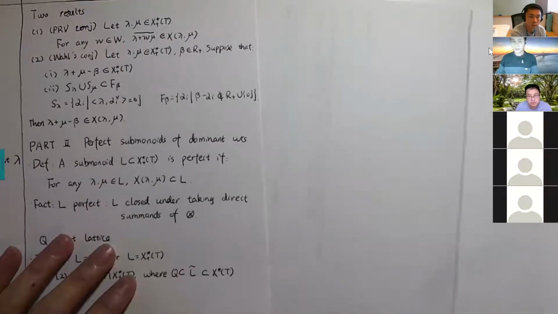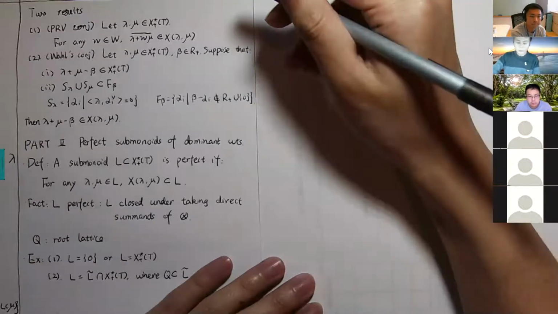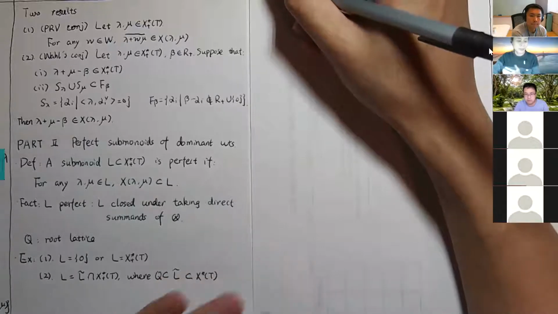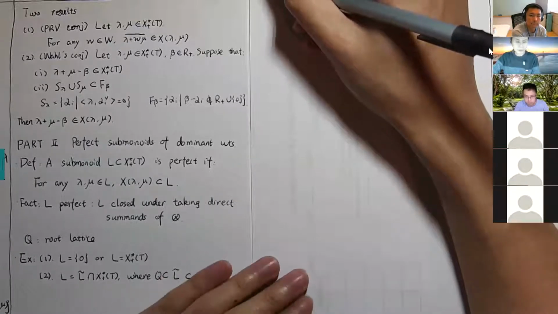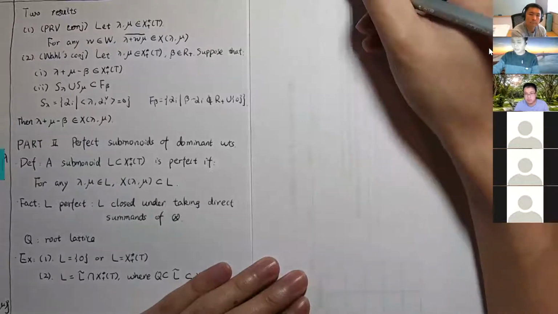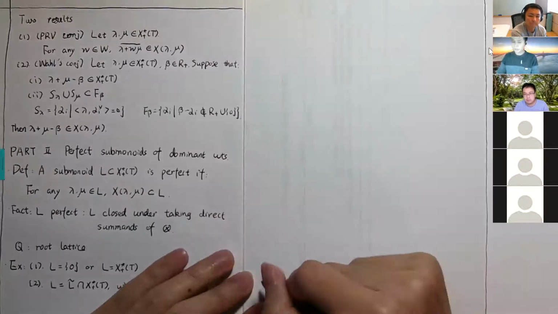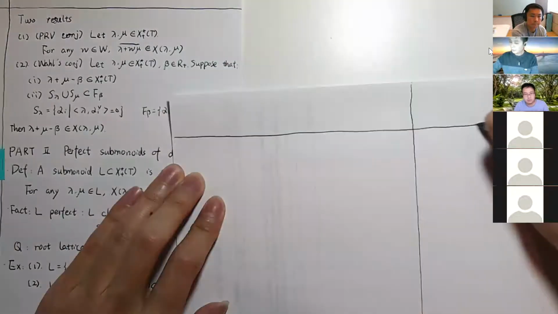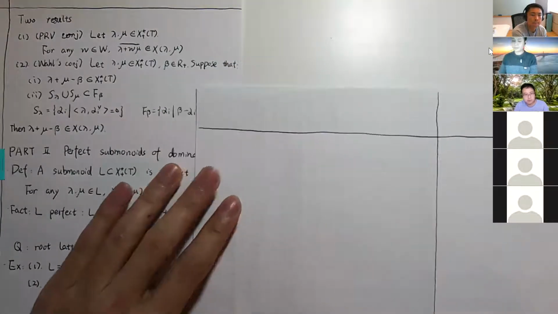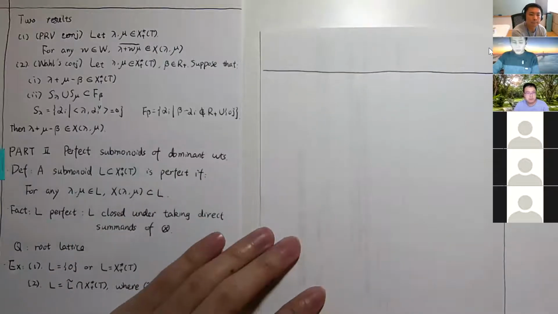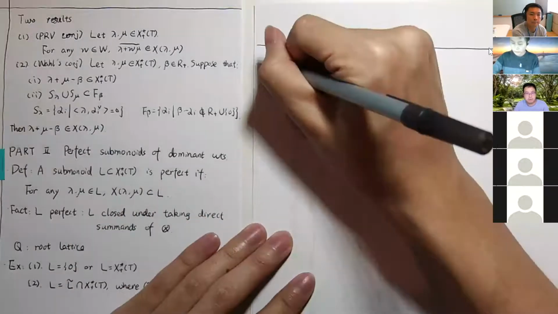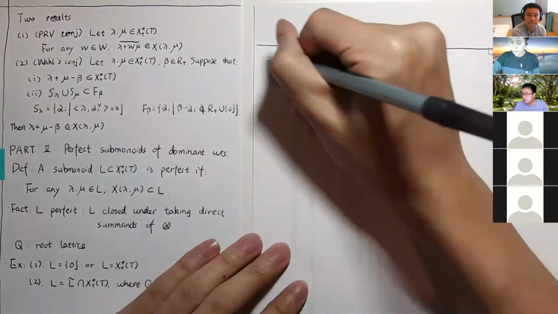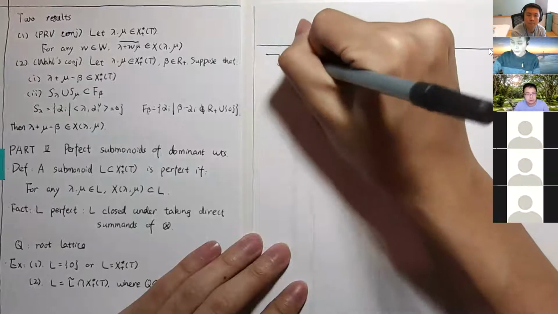Before we talk more about characterizing and finding these perfect submonoids, let's first see some properties of them. Let me make a forbidden zone here. So let's look at some properties of perfect submonoids in representation theory.